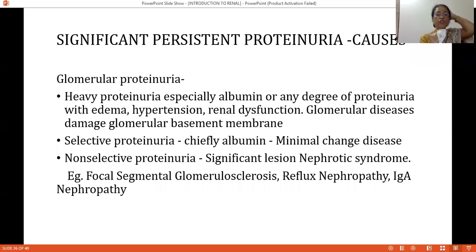Now significant proteinuria means it is not only minimal change nephrotic syndrome, which is selective proteinuria. Here significant proteinuria is poorly selective, heavy proteinuria. It is always associated with edema, hypertension, renal dysfunction, glomerular diseases, damaged glomerular basement membrane. Selective proteinuria is basically albumin, minimal change disease. Non-selective proteinuria you will get in significant lesion nephrotic syndrome, that is focal segmental glomerulosclerosis, reflux nephropathy, IgA nephropathy.